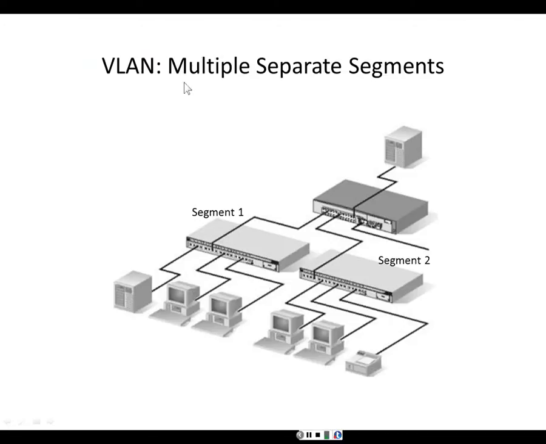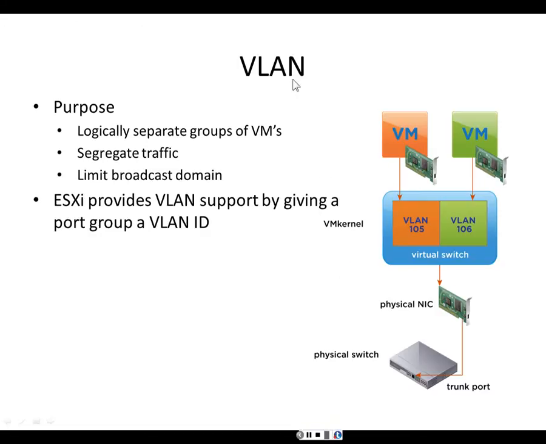The reason we do that is to create separate logical segments which act as if the machines are on separate physical segments. The purpose of a VLAN is to logically separate groups of virtual machines, to segregate traffic, and to limit the broadcast domain. And ESXi provides VLAN support by giving a port group a VLAN ID, meaning we create multiple virtual LANs on a single virtual switch.